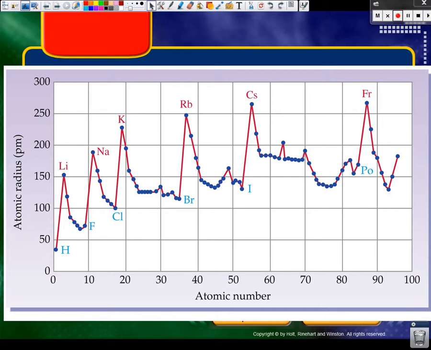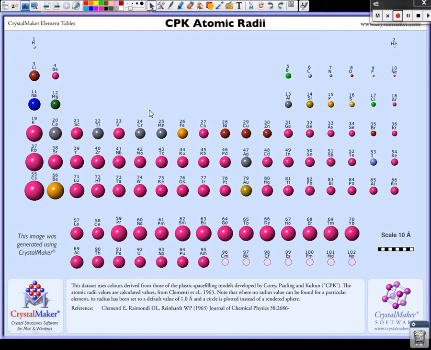And in fact, that's kind of weird. That's a great question. The data set uses colors derived from those of the plastic space-filling models developed by Pauling. The atomic radii values are calculated from values from that. Note there are no radius values that can be found for a particular element if a radius has not been set, so it defaults to a value of 1 angstrom, circle plotted. Okay. Yeah, the plot means they couldn't find one. They don't know the radius of it.